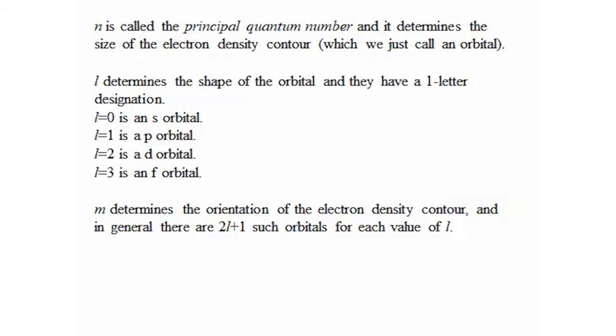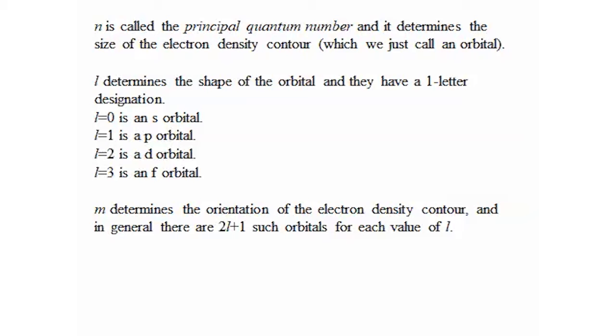Again, to review, n is called the principal quantum number, and it determines the size of the electron density contour, which is just called an orbital. As n gets larger, the orbital gets larger, and on average, the electron is further away from the nucleus.